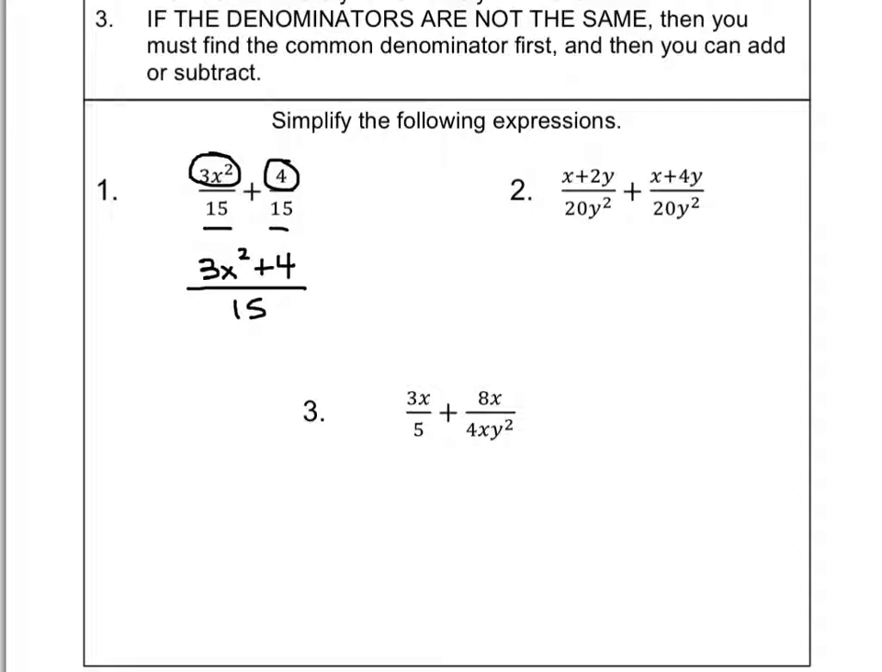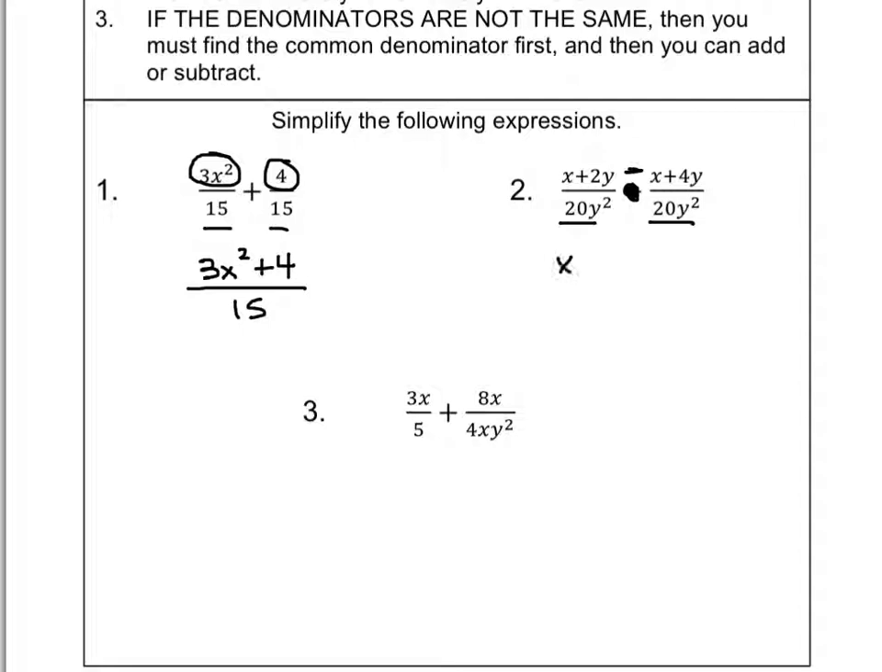So again, when you have like denominators, all you're doing is taking the top parts, combining your like terms, putting them together. Now, let's take a look here at number 2. Again, I'm going to change this problem for you. So on number 2, I want you to change this plus sign here to a minus sign, just so we can take a look at a subtraction problem. But you'll notice the very first thing here, your denominators are exactly the same.